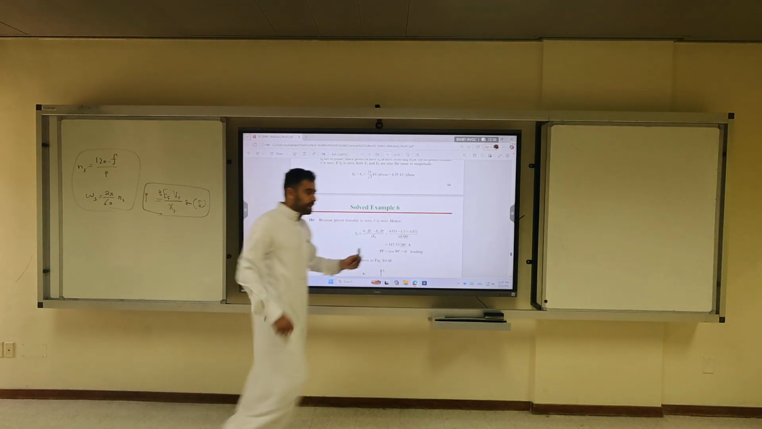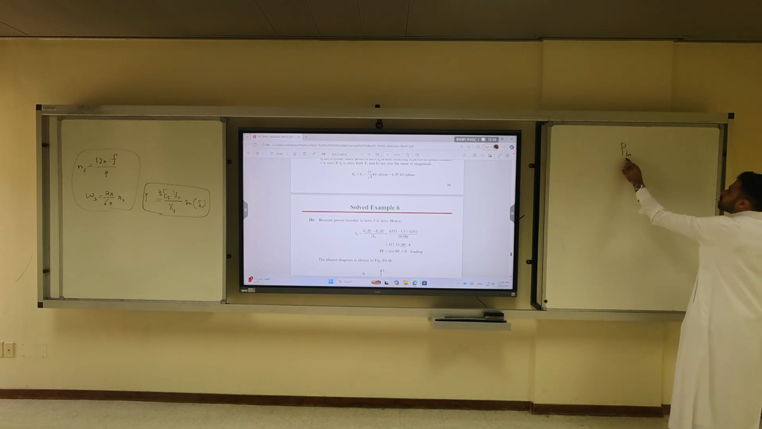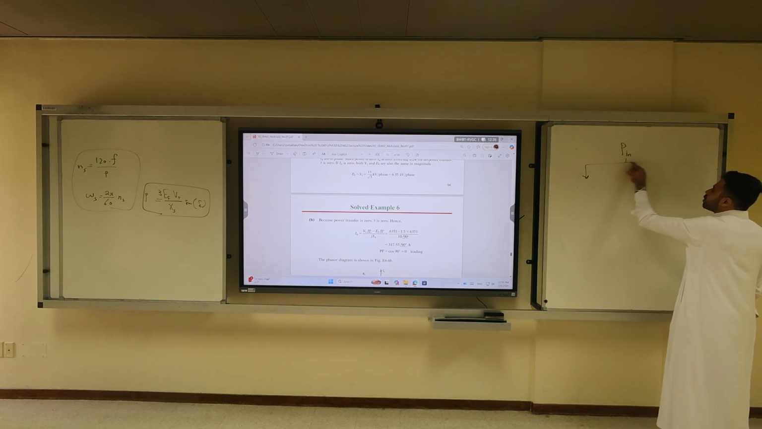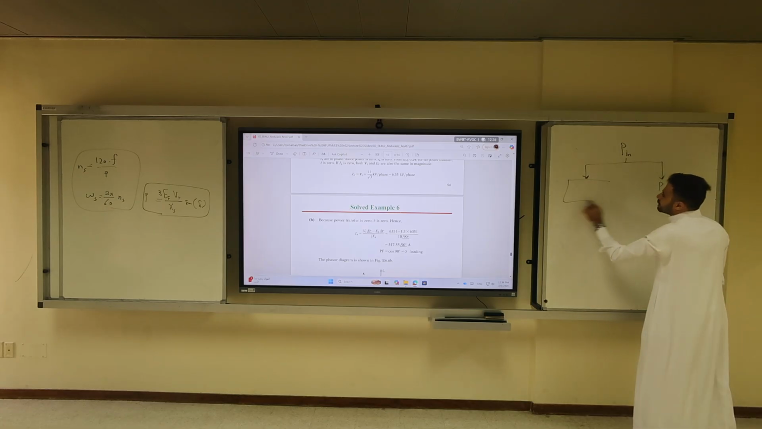If you recall in E360, your input power, you start with some losses and then you get the air gap. You remember that? What was this block?